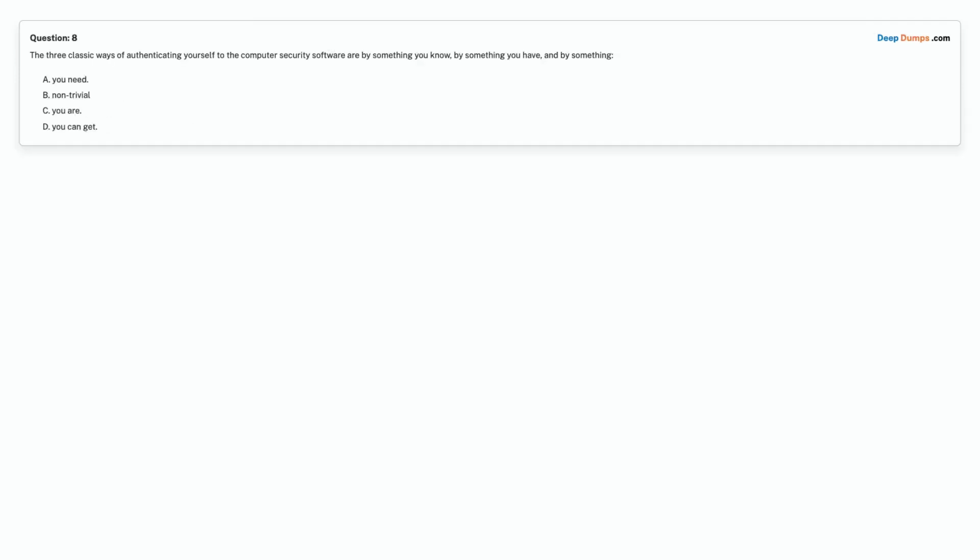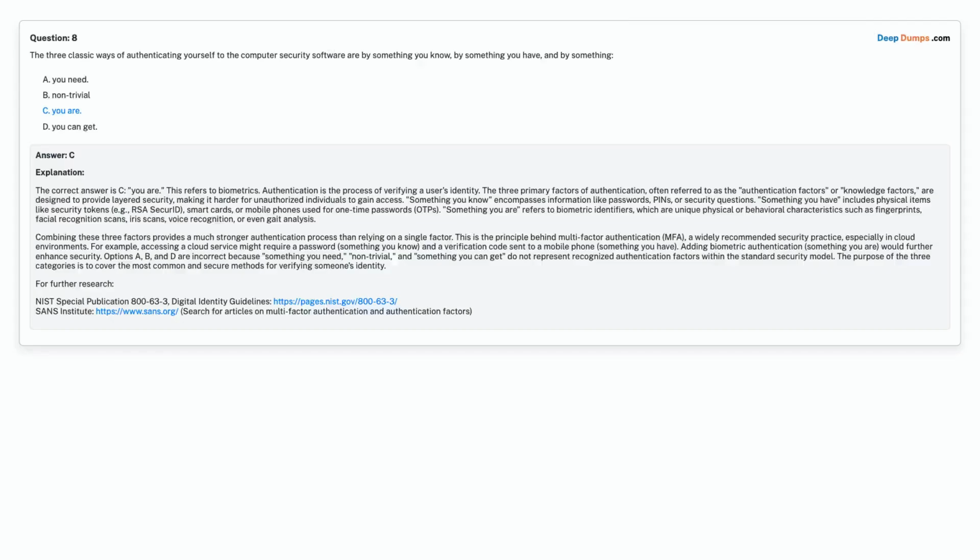Question 8. The 3 classic ways of authenticating yourself to the computer security software are by something you know, by something you have, and by something. Option A. You need. Option B. Non-trivial. Option C. You are. Option D. You can get. Choose the correct answer. Correct answer is Option C. You are.